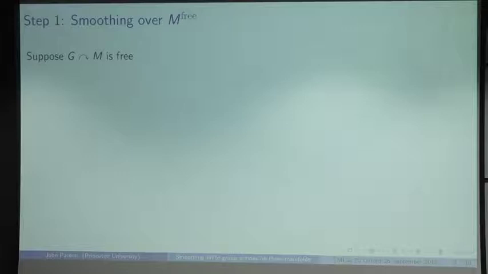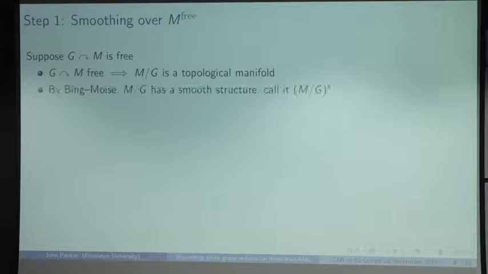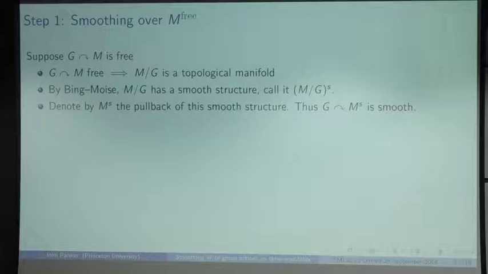Okay, so we suppose we have a free action. So it's a free action, so the quotient is nice. It is also a manifold. It doesn't have a smooth structure, but it's a topological manifold. Bing and Moise tell us it has a smooth structure. It's smoothable. So we can pull that structure back to the cover, M. So M also has a smooth structure. Of course, it's different from the one we started with, but it has the virtue that the group action is now smooth with respect to it.